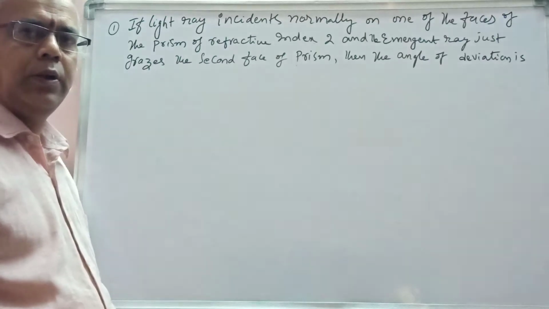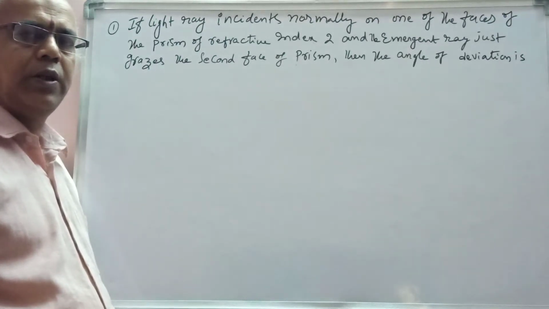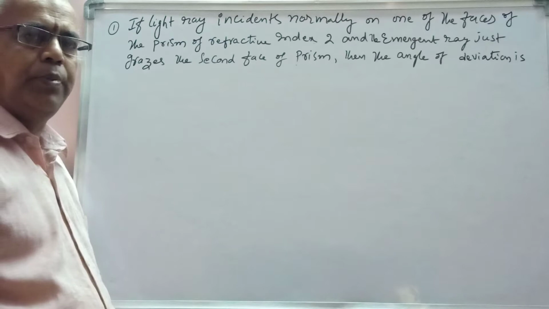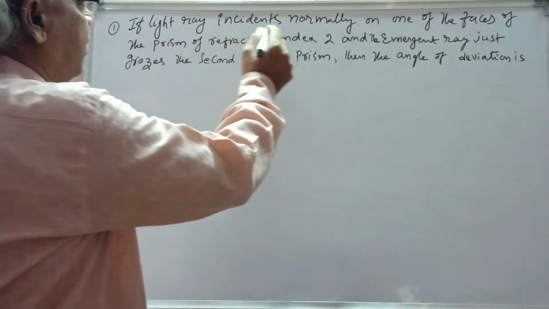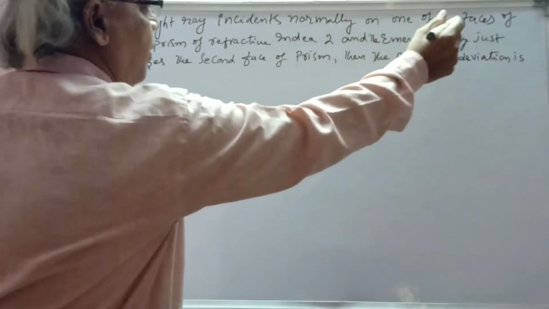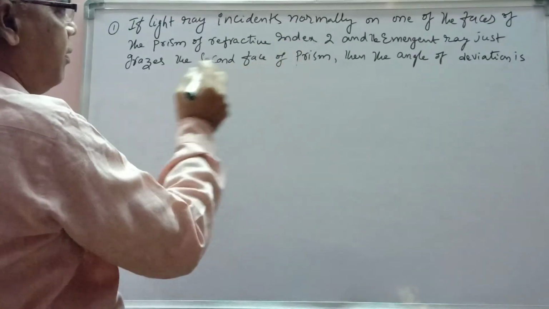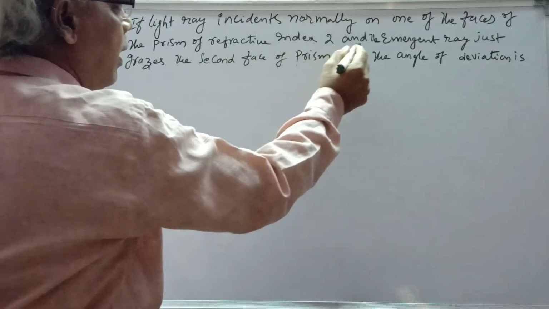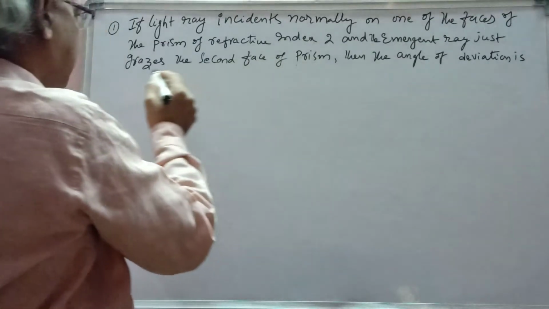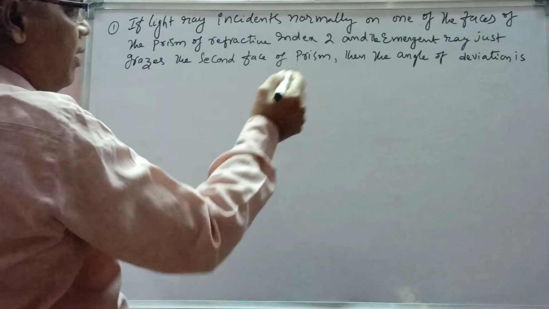Dear students, now we shall discuss some problems based on prism. Here, if a light ray is incident normally on one of the faces of the prism of refractive index 2, and the emergent ray just grazes the second face of the prism, then find the angle of deviation.